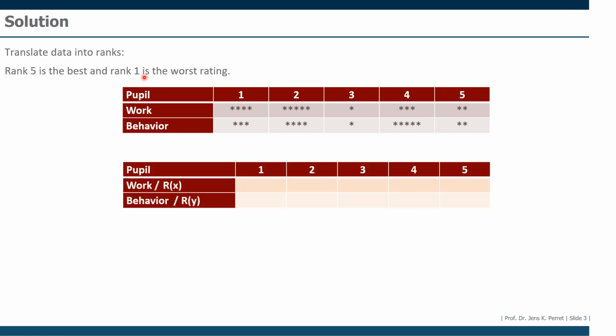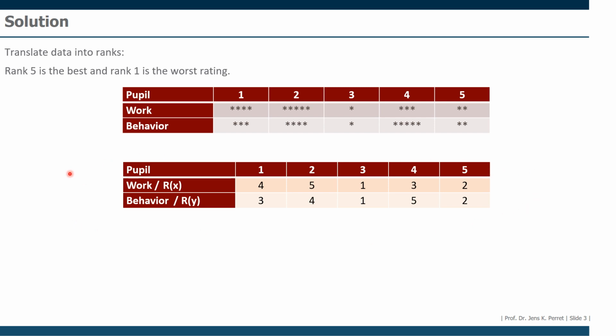So if we copy the table and then fill in the corresponding ranks, for the first one, 4 stars was the second best. So we can directly see at this point that we can simply copy the number of stars each of them is assigned. In the next ones we get 5, 1, 3 and 2. Then for behavior it looks similar. We get 3, 4, 1, 5 and 2. Of course, just the number of stars. Then we already have everything we need.